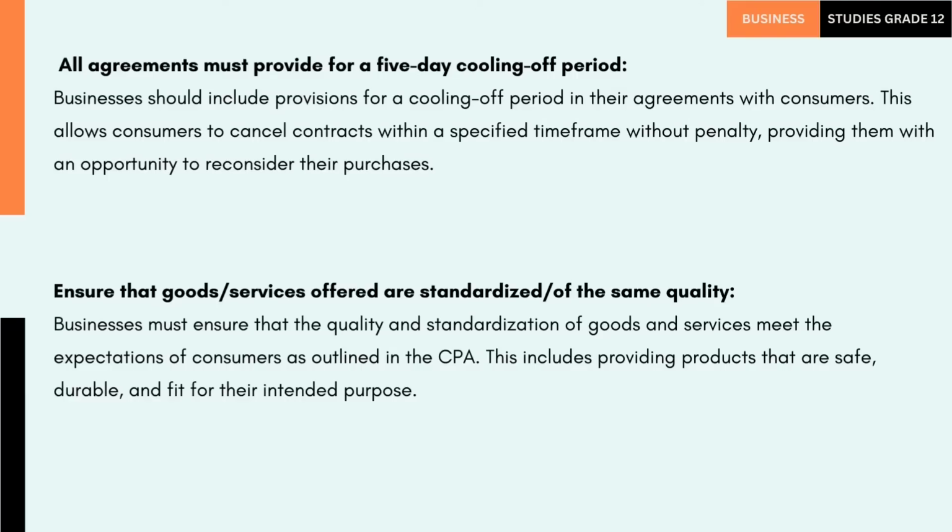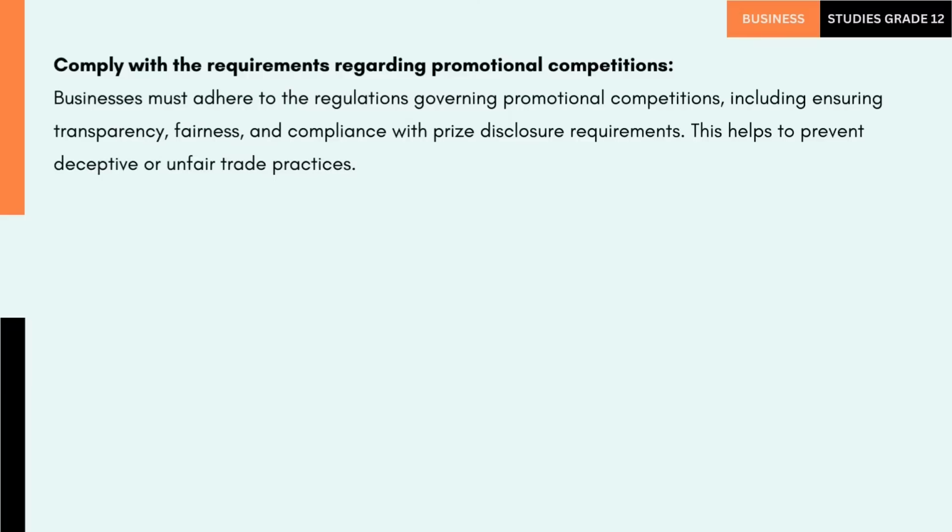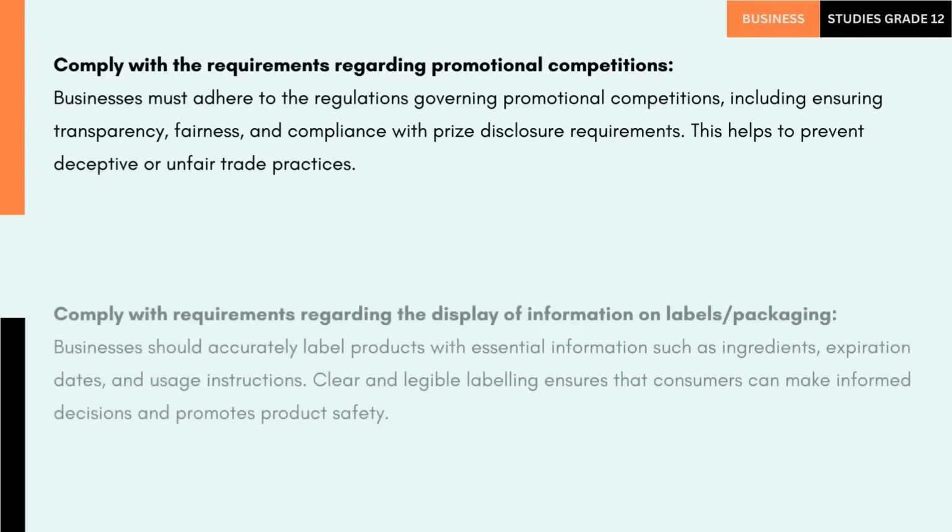Businesses must ensure that the quality and standardization of goods and services meet the expectations of consumers as outlined in the CPA. This includes providing products that are safe, durable, and fit for their intended purpose. 5. Comply with the requirements regarding promotional competitions. Businesses must adhere to the regulations governing promotional competitions, including ensuring transparency, fairness, and compliance with price disclosure requirements. This helps to prevent deceptive or unfair trade practices.